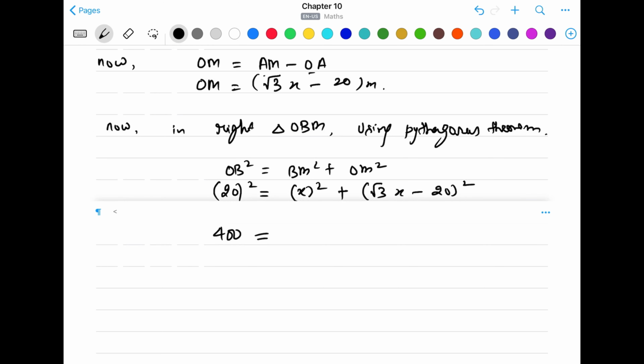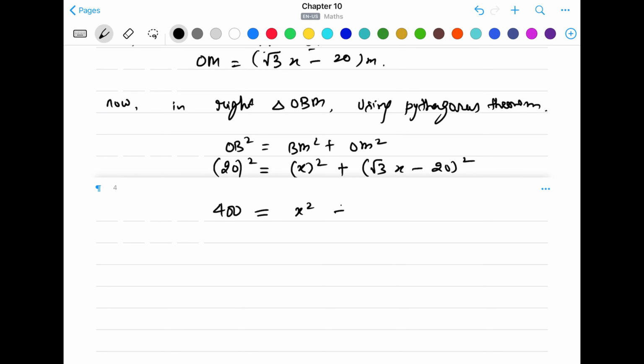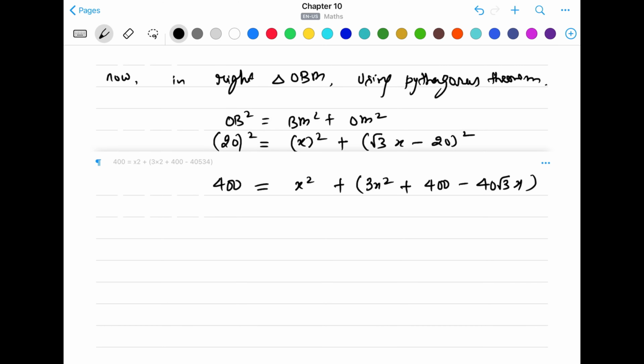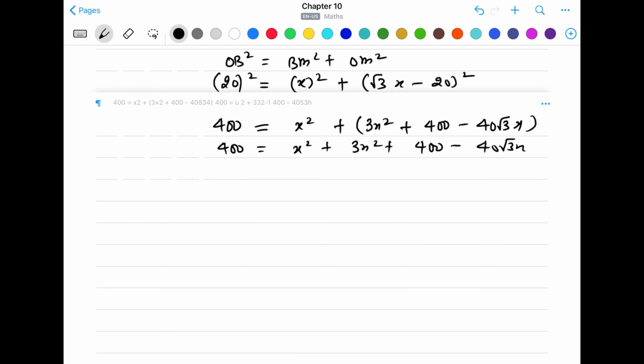So this 20 square will be 400, equals x square plus, let's expand using the identity a square plus b square minus 2ab. So we have a square, that is 3x square, plus b square, which is 400, minus 2ab, which gives 40 root 3 x. Since we have plus outside, all the signs will remain as they are once you open the bracket. So this will be 3x square plus 400 minus 40 root 3 x.